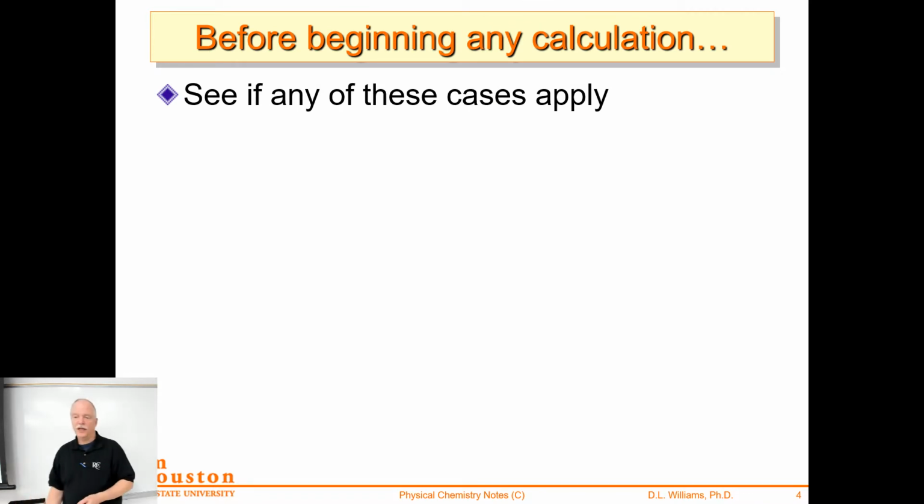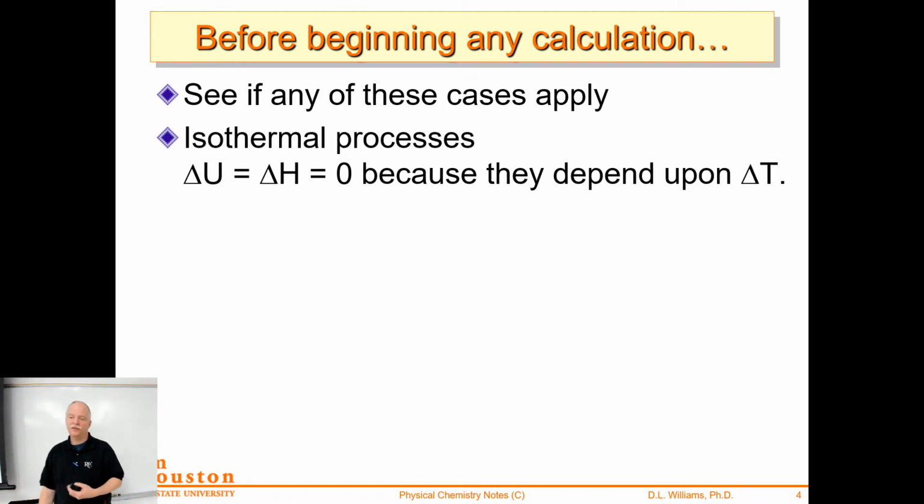So before beginning any of these calculations, you want to see if any of these processes apply. So like isothermal processes, because delta T is 0, then you know the internal energy is 0 and the enthalpy is 0. So these are the things that are not really equations that you write down. These are just things you know. If it's isothermal, enthalpy and internal energy don't change because it's isothermal.